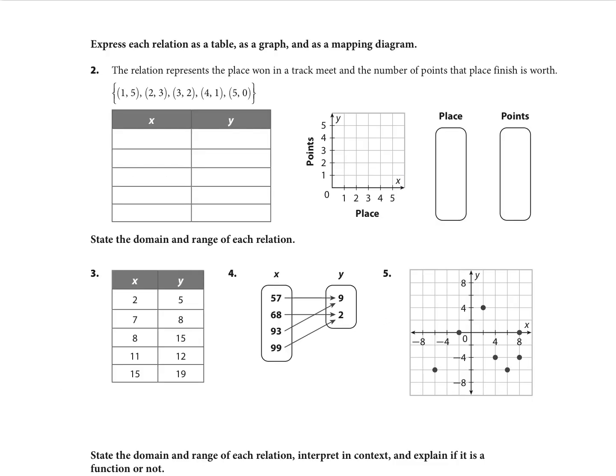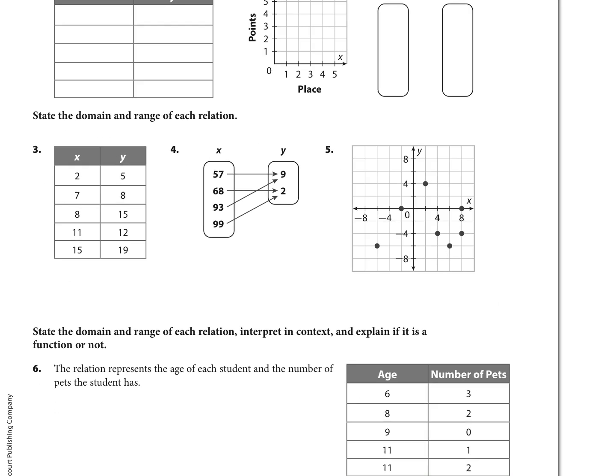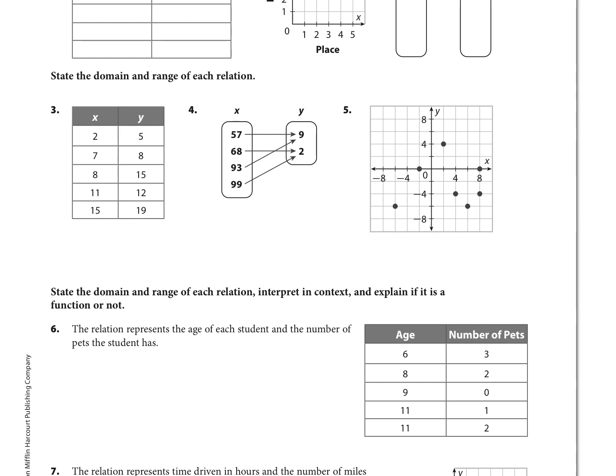All right, let's do problem number 4. It says state the domain and range of each relation. So the domain here, use a big D for domain. The domain is our x values. So here it's 57, 68, 93, 99. Our range, we use a big R, is 9 and 2. I'm going to put them in numeric order, so 2, 9.